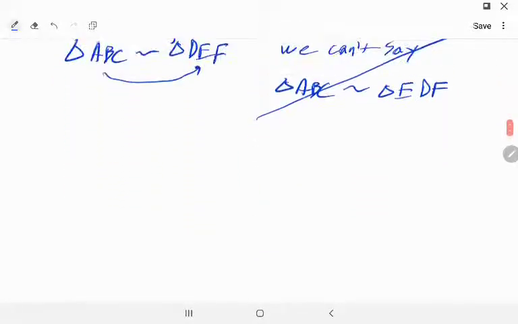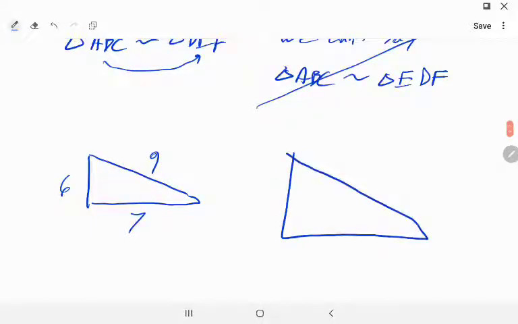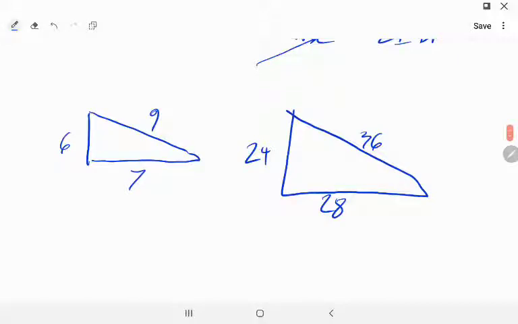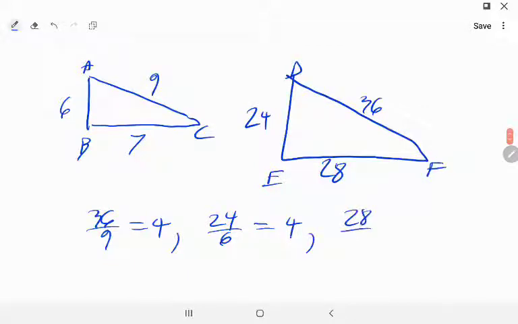So we notice we can also do it with sides. We had discussed if one triangle was 6, 7, and 9, and the other triangle was 24, 28, 36, we can verify that those are going to be similar. Let's make these ABC again. 36 divided by 9 equals 4. 24 divided by 6 equals 4. 28 divided by 7 equals 4.